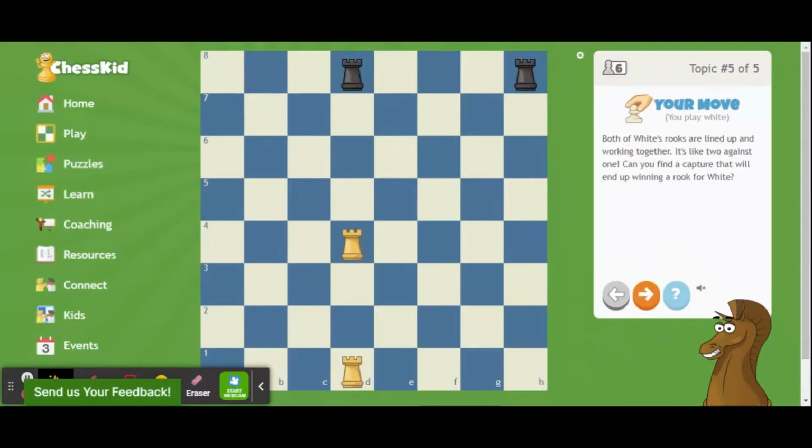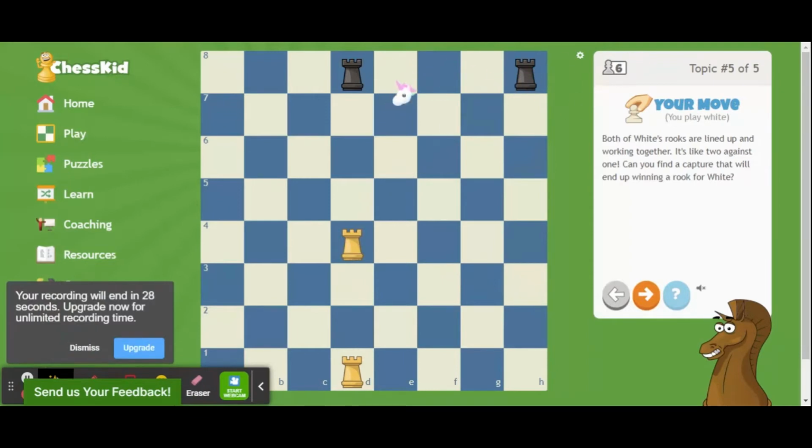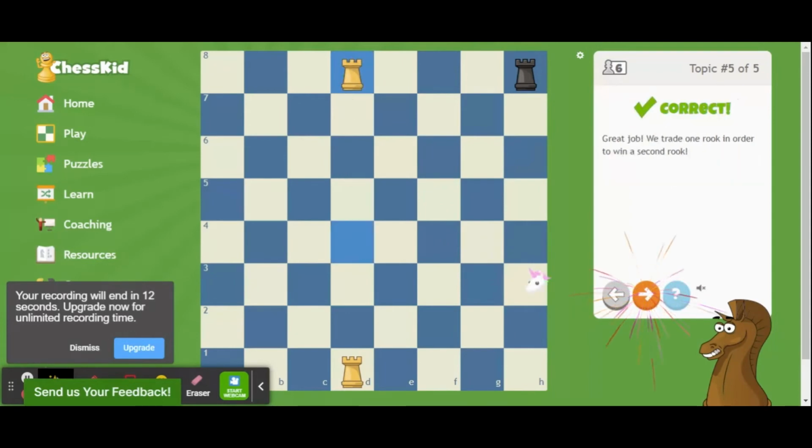Now let's go to the final question. So now again, see, two of these rooks are lined up and they're working together, and even these two rooks are working together. Now we have to find out a move which can capture one of these rooks for free. So pause the video to figure out your answer. If you guess the answer as the rook on d4 to d8, then you are right. Now this rook will come and capture this, and this will come and capture that.